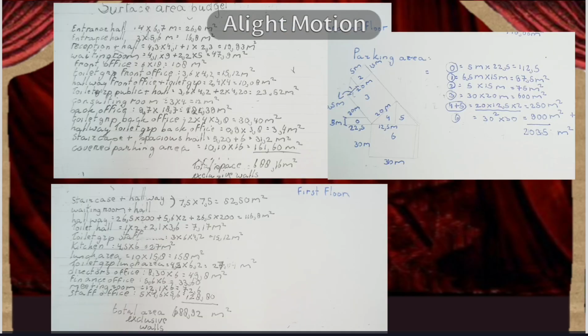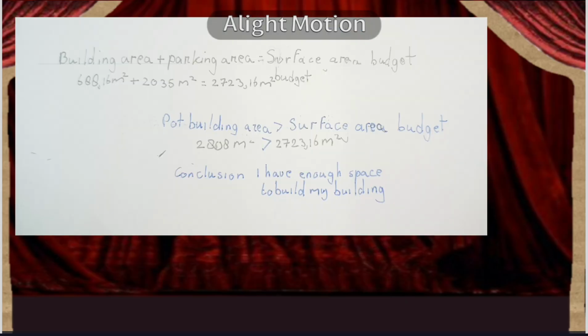Surface area budget is where you calculate how much area all the rooms take up, and you list each space, office, toilet, storage, etc., and how many square meters each one needs. You then total them to see if your design fits within the allowed building area. And the conclusion is I have enough space because my potential building area is greater than my surface area budget, as you can see here.